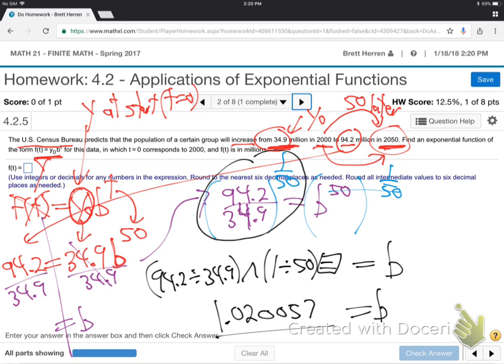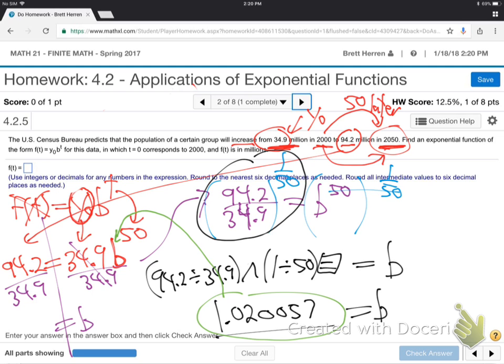So that's the B. So what does that mean about the answer to this question? That means the answer to this question is just the B, right? That's what goes right there. So then the function, f, is 34.9. That's still there. That's still the y0.